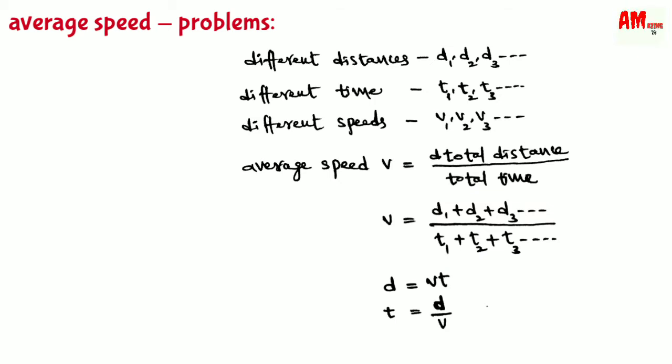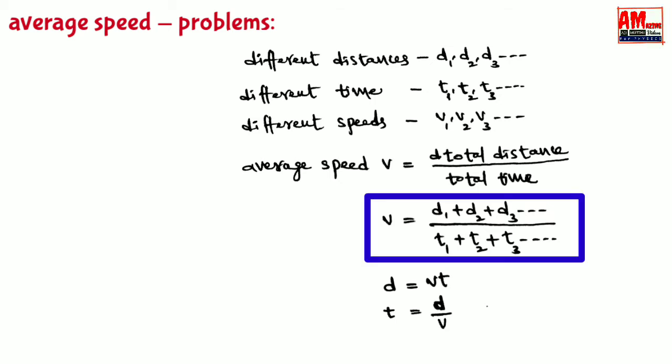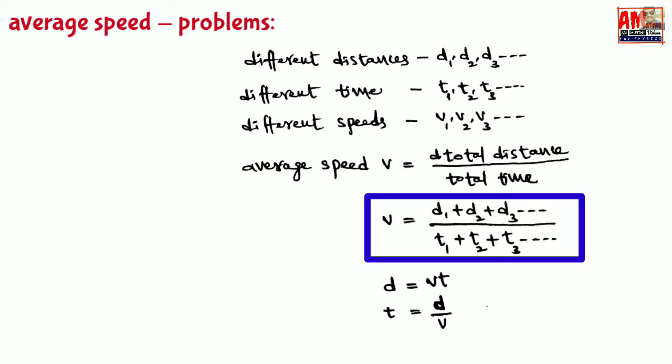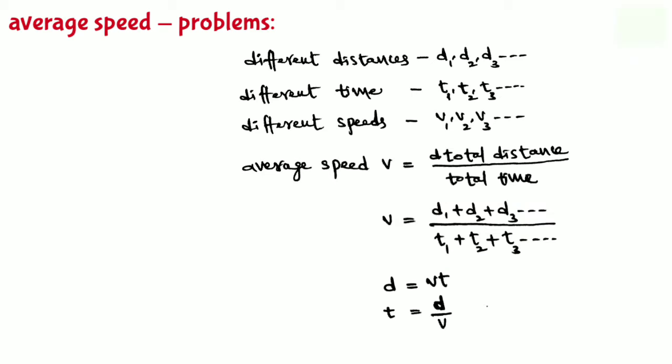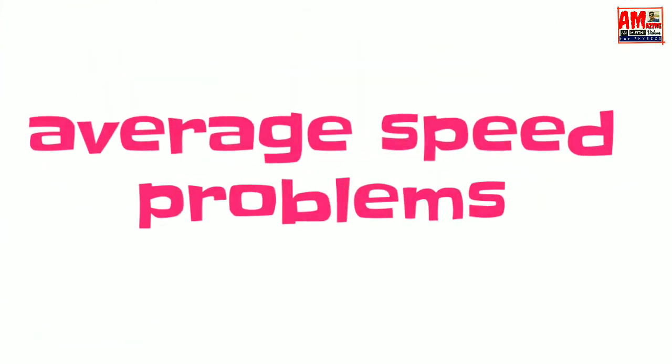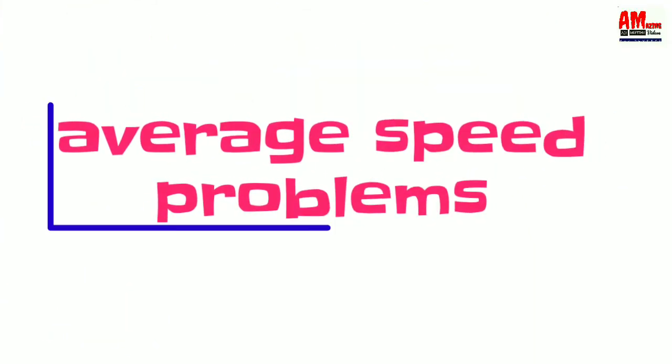Whatever may be the values given in the problem, the only values we need are distance and time. If distance is not given, find it using the formula d is equal to v into t. Likewise, if time is not given, find it using the formula t is equal to d by v. Let us solve different types of problems on average speed.